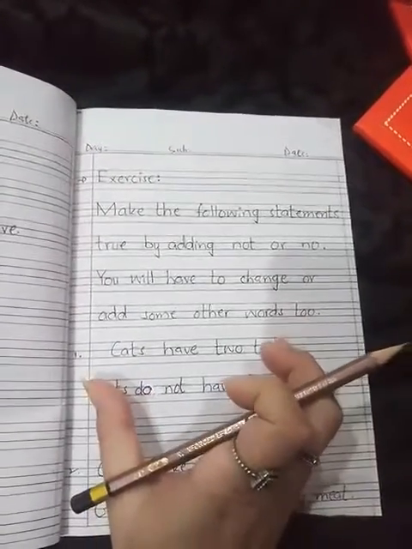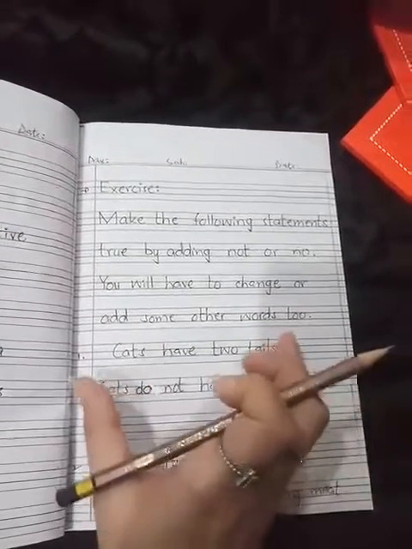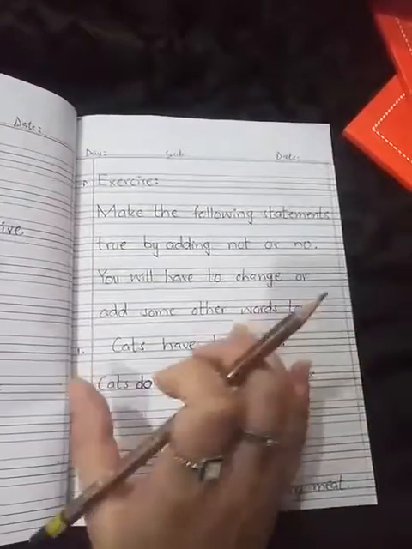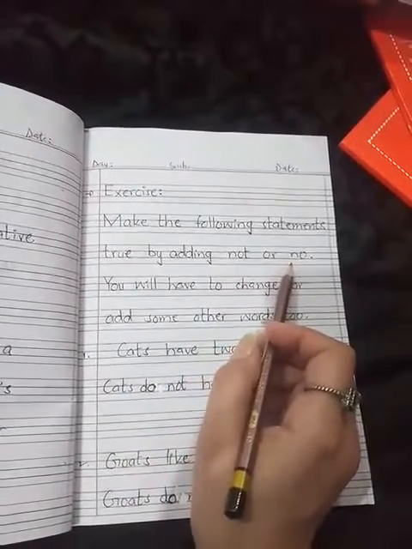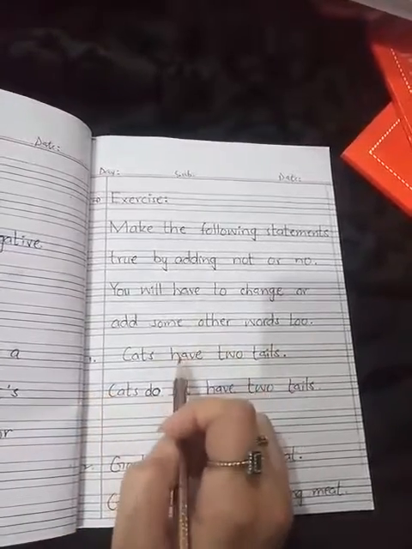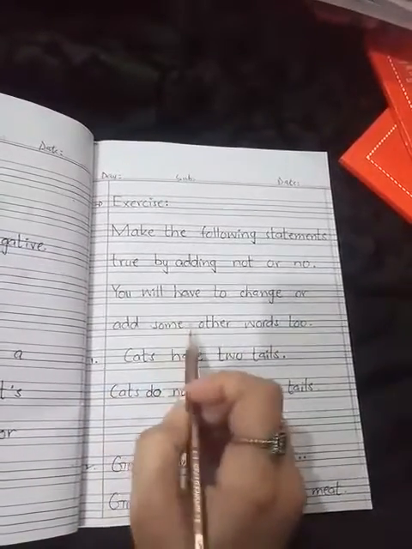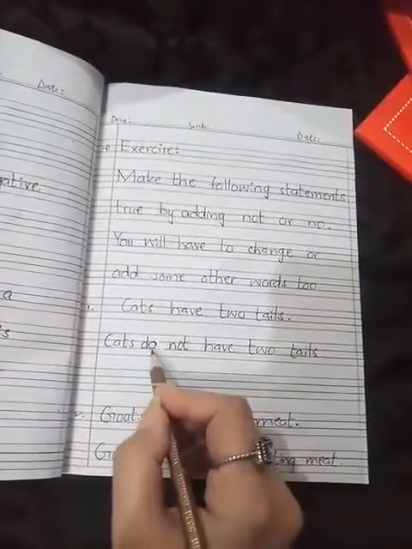Dear students, you have some sentences given. You have to do what? Sentences or statements. You have to do what? You have to change them by adding not or no. So, when you change it, it is possible that you have to change some other words or add some other words as well. Start writing.